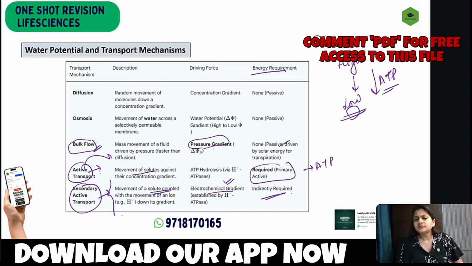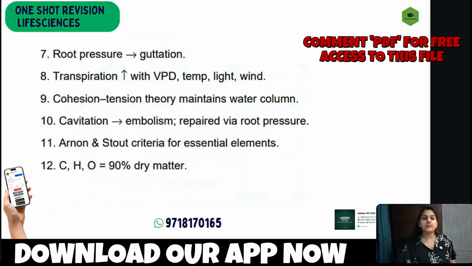Bulk flow, no ATP required, and in osmosis and diffusion as well, because all of these are occurring down the concentration gradient. So it is occurring passively without any ATP requirement. Then we have the root pressure, or something called guttation, right? Because of the root pressure, you get to see the guttation.